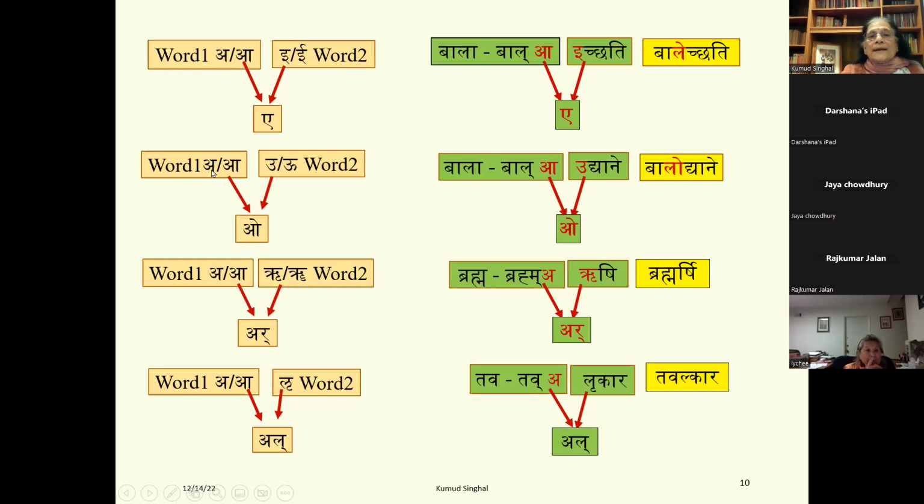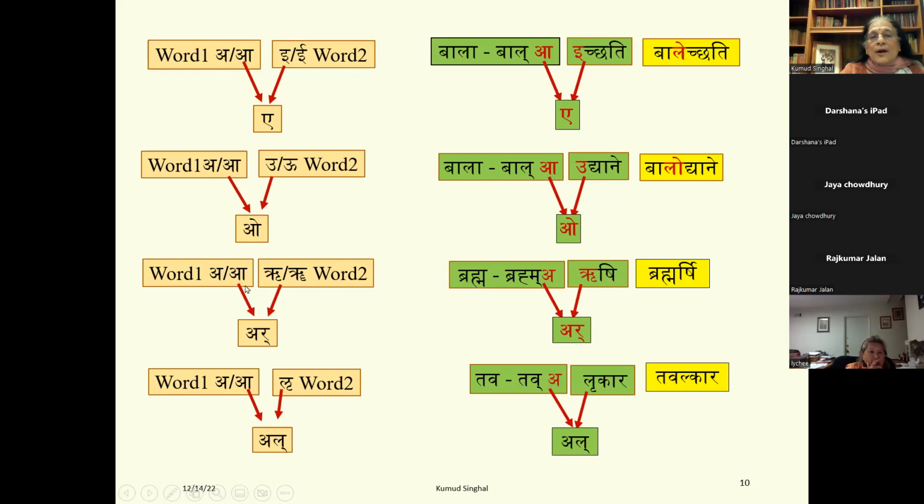Now, if the first word ends in a or ā, and the second word begins with u or ū, both will be replaced by o. For example, bālā udyāne, the girl in the garden. So again, bālā ends in ā, udyāne begins with u, so they both will be replaced by the guna of u, which is o. This o, again the vowel o following the consonant l, will become lo. So it will be bālodyāne.